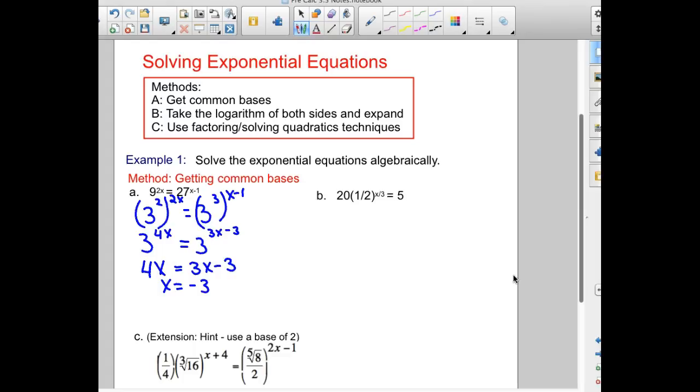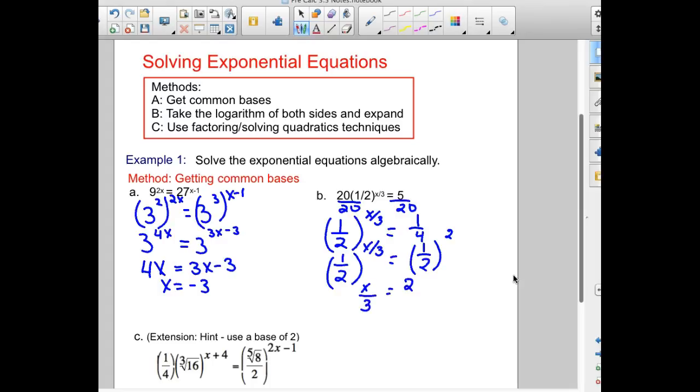All right, for our second example, I'm going to get rid of that 20 so I can just deal with the 1/2 to a power. So I'm going to divide both sides by 20. We now have 1/2 to the x over 3 equals 1/4. And again, if we're trying to get common bases, we can think of that as a base of 1/2. So we have 1/2 to the x over 3 equaling 1/2 squared, which means x divided by 3, our power, has to equal the power on this side. So x would have to be 6.